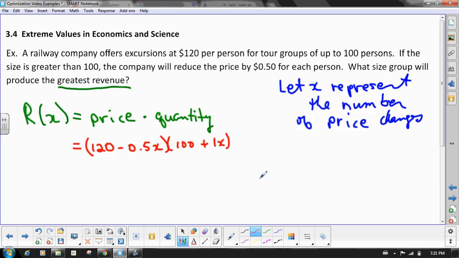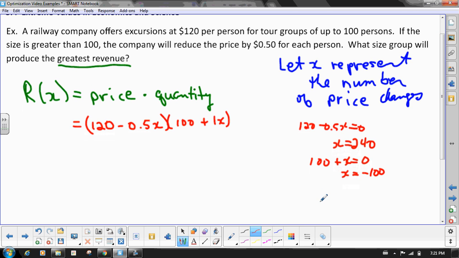So now we want to talk about what our domain is going to be. For x, I want to look at 120 minus 0.5x equals 0. So x is going to equal 240. So if there are 240 price changes, then obviously the company won't be making any money because you'll end up with 0. Now on the other side of things, in terms of the quantity, we have 100 plus x equals 0. So x could also be negative 100.